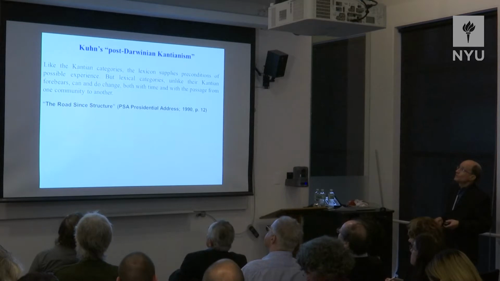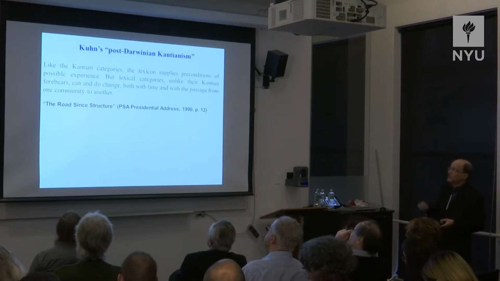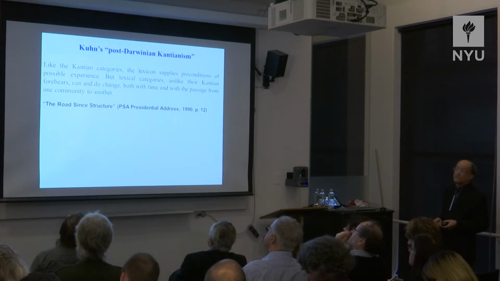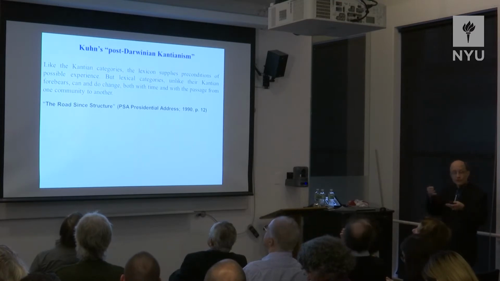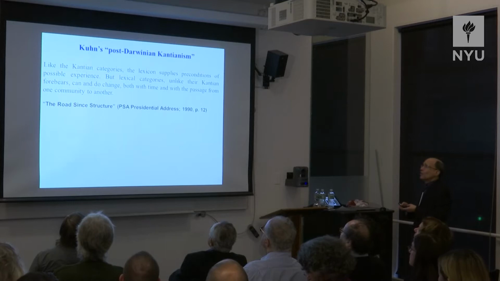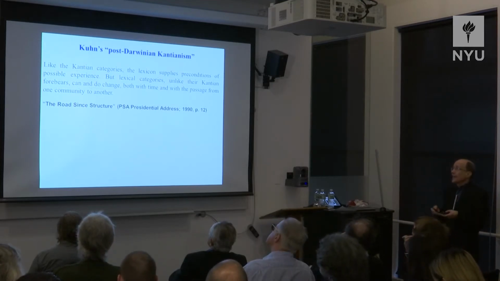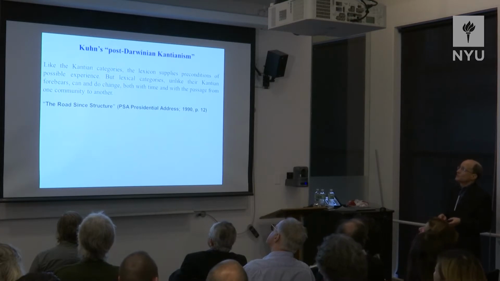Now I'm going to talk a little bit about Kuhn, in particular his 1990 PSA presidential address, which was published in 1990 in the proceedings of the PSA, and that was called The Road Since Structure. And he goes through a very complicated discussion of what his view is. Darwin is really important. That's why this is post-Darwinian. At the very end, he wants to say, what kind of philosophical view is this, as opposed to just some kind of evolutionary epistemology of some sort?